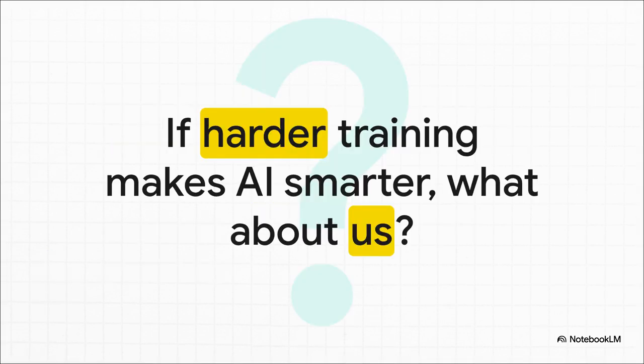Which kind of leads to a final thought, doesn't it? We've just seen that to make an AI smarter, you have to challenge it with difficult, nuanced problems. In education, this is sometimes called desirable difficulty. So if that's the key to making machines smarter, what do you think that says about the best way for us to learn and grow?